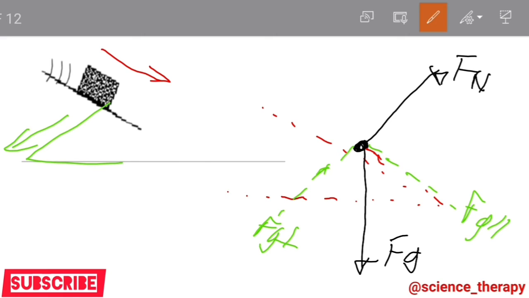If you are not to resolve it, then you have your normal force like that and your FG like that. But if you are to resolve it, then you'll also have your FG parallel and FG perpendicular. Note that when you are resolving, there is no need to include that gravitational force again, since we know that the FG parallel and the FG perpendicular will be representing the gravitational force. So these two components have the same effect as the gravitational force alone.